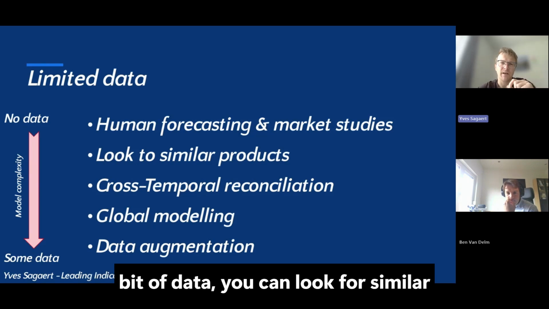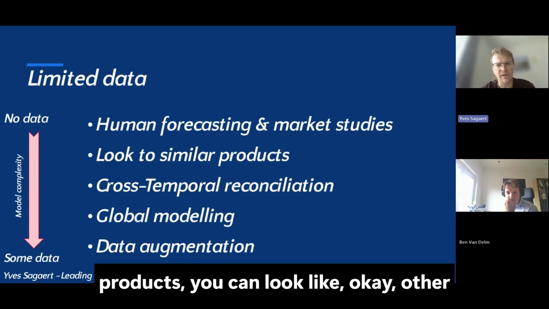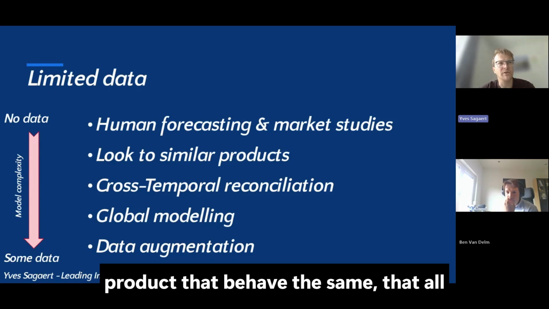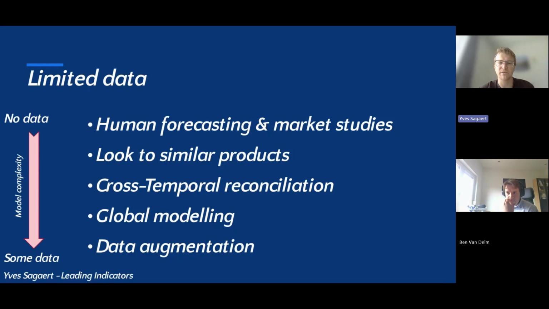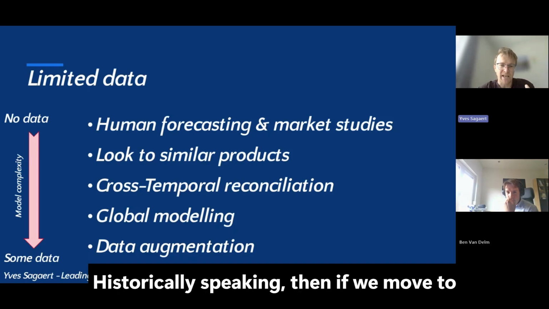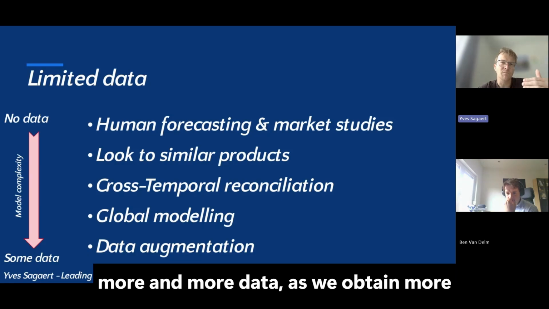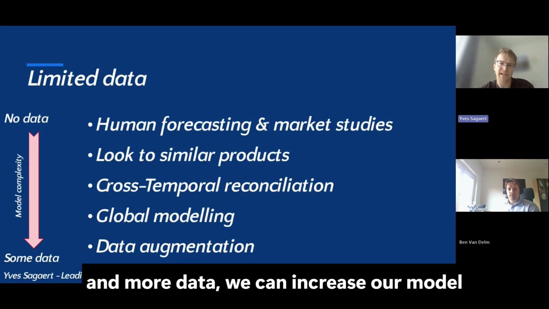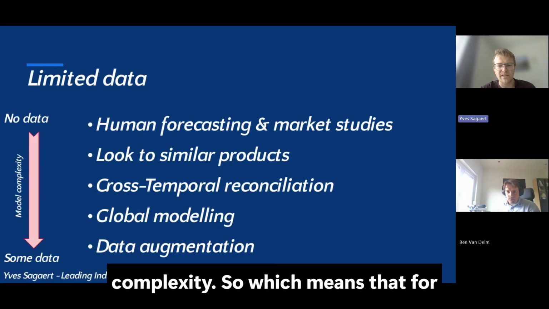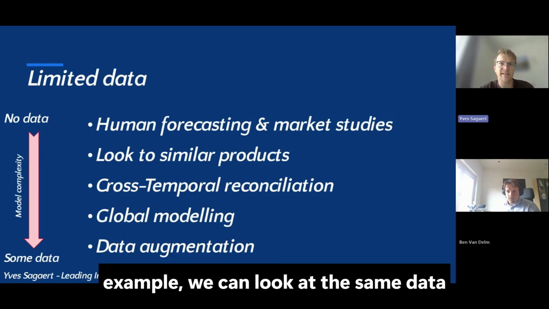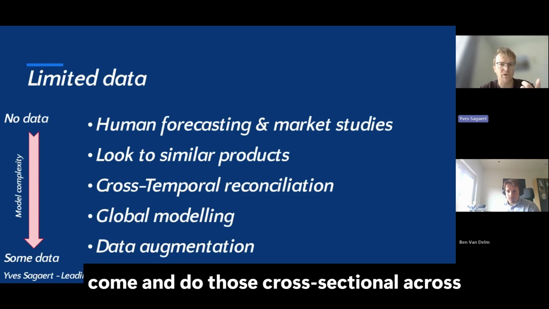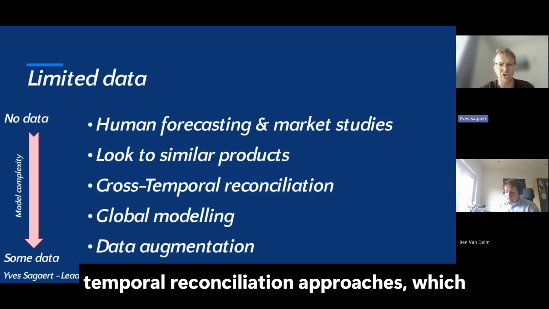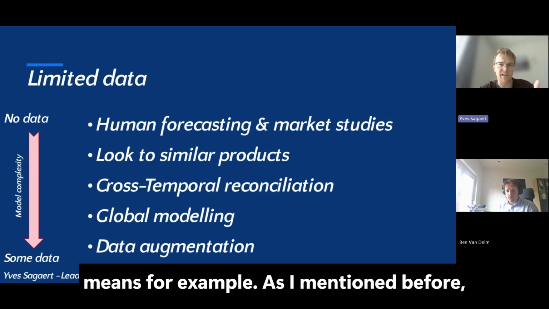If you start to have a bit of data, you can look for similar products. You can look at whether there are products that are the same, that behave the same historically speaking. Then as we obtain more and more data, we can increase our model complexity. For example, we can look at the same data set, but on different frequencies. Then we come into those cross-sectional or cross-temporal reconciliation approaches.